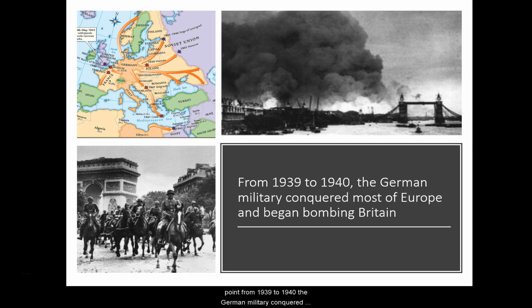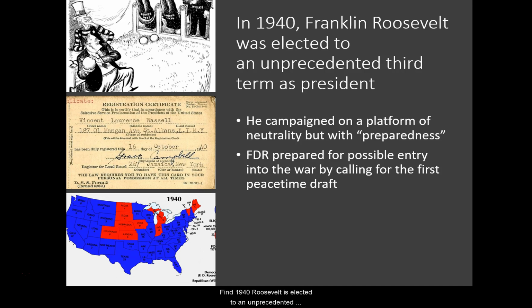From 1939 to 1940, the German military conquers most of Europe and then begins bombing Britain. So as you can see on our map in the top left, all of that orange now belongs to Germany. And they start to bomb Great Britain as a means of trying to get them to surrender. At this point, airplanes are very prominent, and we do use them for bombing in World War II. And so they would do what's called blitzkrieg, or lightning war. It's where they would just come through and bomb wave after wave after wave in an attempt to get Great Britain to surrender.